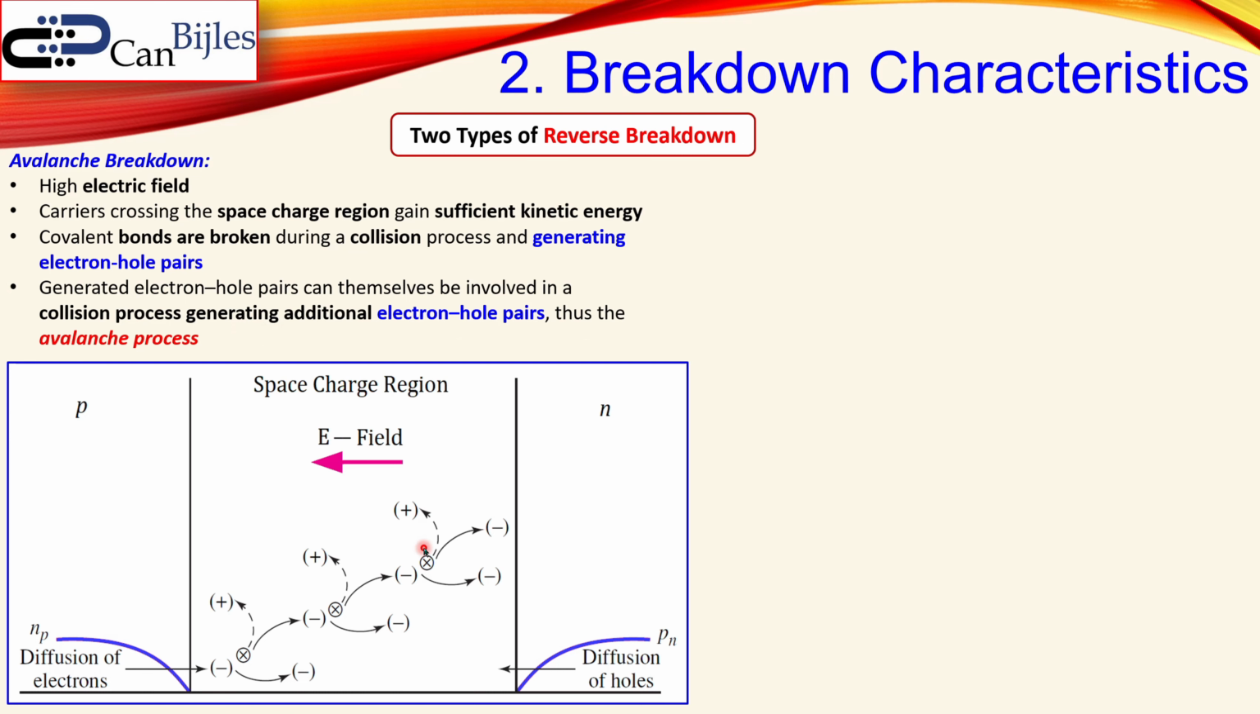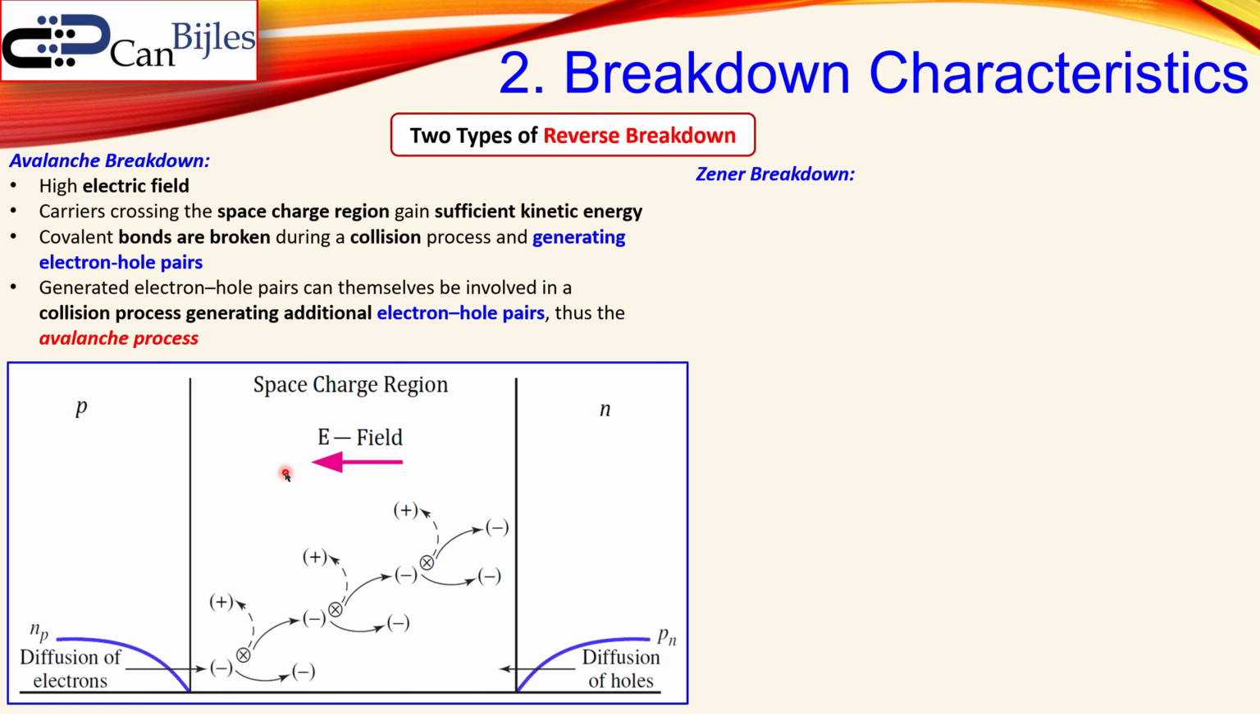So you have a high electric field that will cause the charges to get sufficient kinetic energy. They collide and then generate electron hole pairs. And those new electron hole pairs will again collide with new particles, and then will generate again electron hole pairs. And this is called the avalanche process.